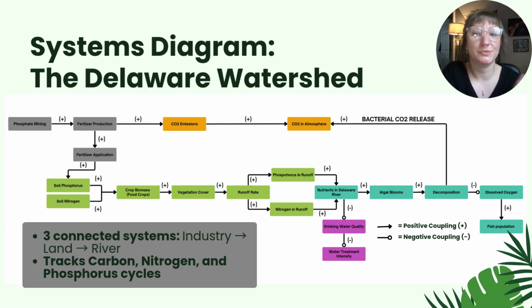So this slide shows my full system diagram. It's kind of the big picture of everything working together. So I broke it down into three main parts: the industrial system on the left, the land system in the middle, and then the river and human system on the right. To read it, arrows mean a positive relationship, so if one thing increases, the other does too. And the lines with the circles show negative relationships, where one increases and the other decreases. The goal here is to show how one action, like mining phosphorus, can create this chain reaction across multiple systems and cycles.